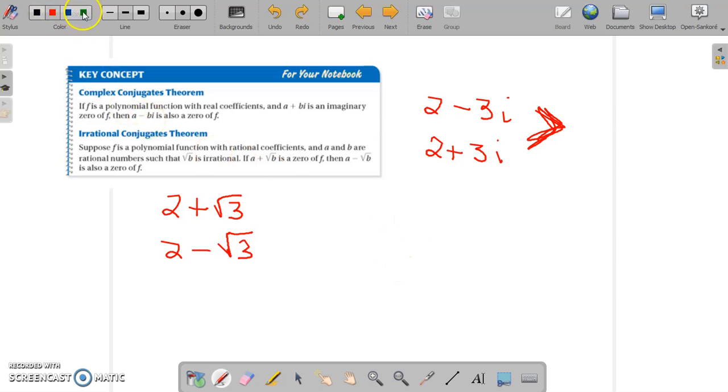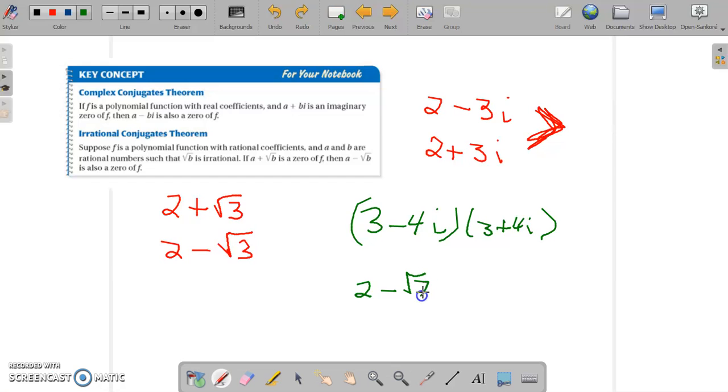So for example, if I tell you that 3 minus 4i is a zero of a function, you have to tell me that you know that 3 plus 4i is also going to be a zero. You can't have one without the other. If I tell you that 2 minus radical 7 is a zero to a polynomial or to a function, then you have to know that 2 plus radical 7 is also a zero.